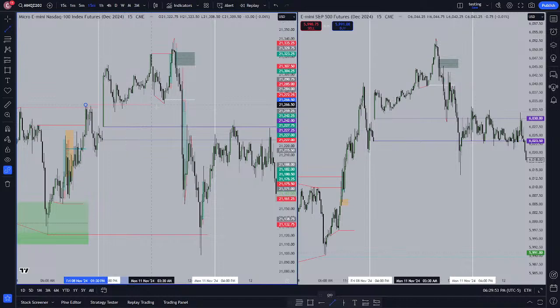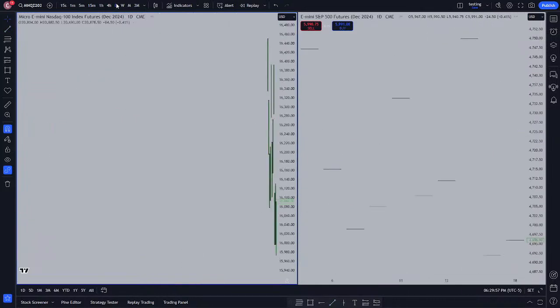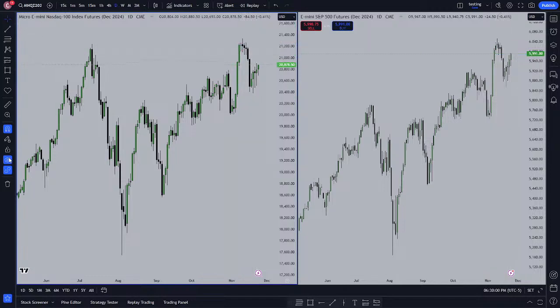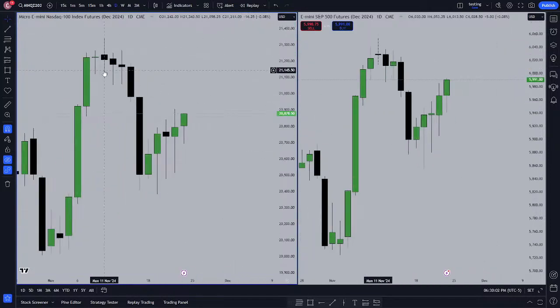Okay, so now what I'm thinking on the daily chart, it's bullish. We just had a daily SMT. Let's regather again. Now what I'm thinking, it's bullish. We just had a massive SMT. Now I want to see it in the next day. I want to see it go higher.